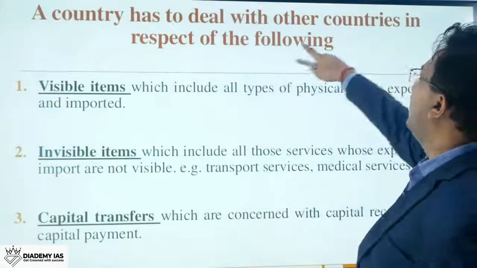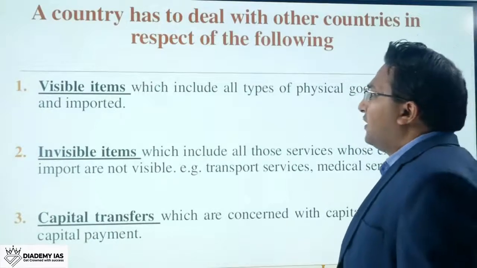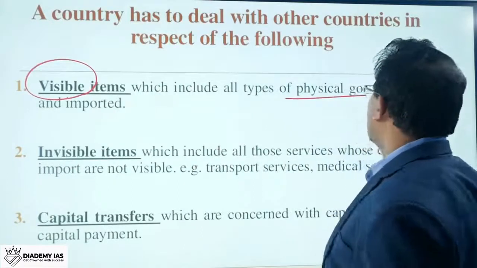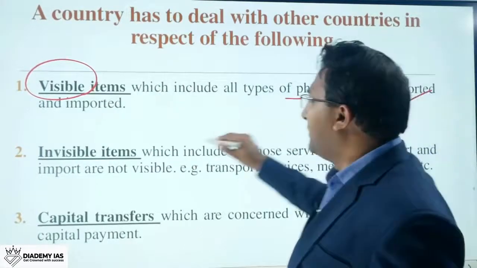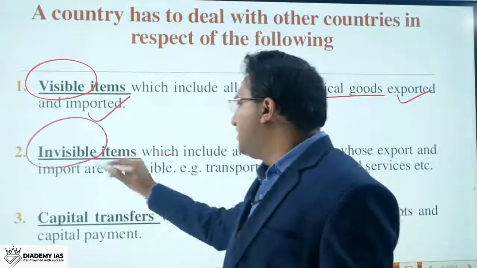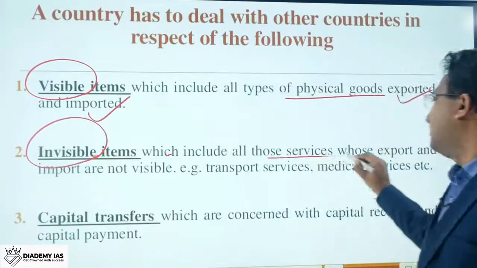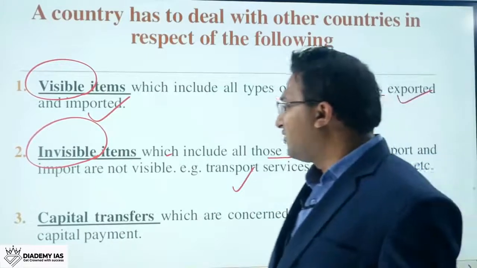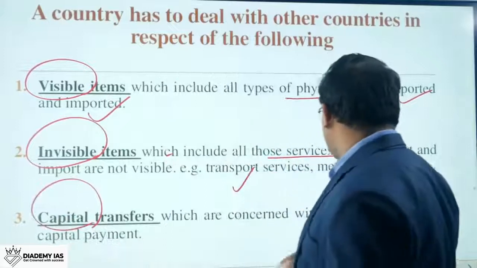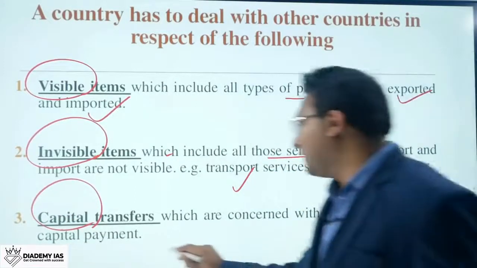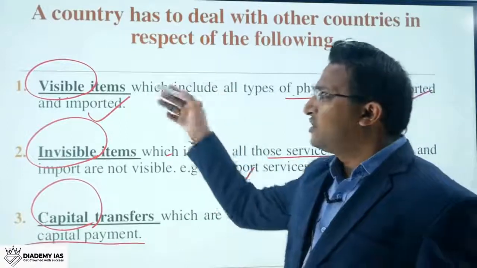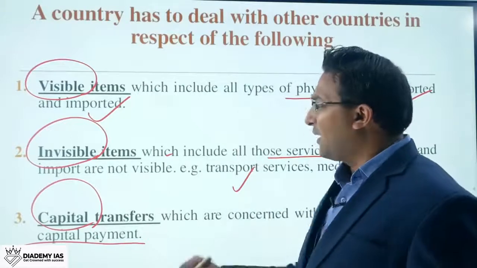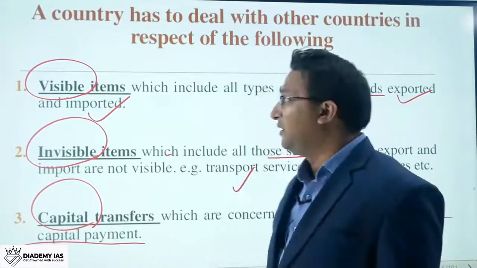A country has to deal with other countries in respect of the following. Either it can be in the form of visible items, which means physical goods which are exported and imported. Or it can be in the form of invisible items, which means services, for example transport services, medical services. Or it can be in the form of capital transfers, which are concerned with capital receipts and capital payments. So visible items, invisible items, and capital transfers: these three types of transactions are covered in the balance of payment.